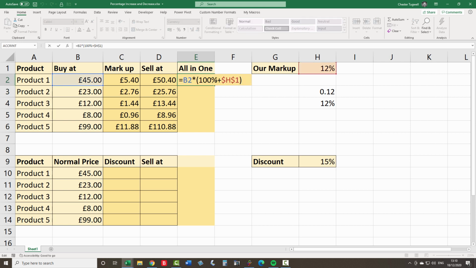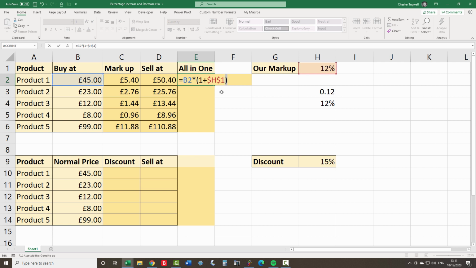But why type the extra three characters when you can just get away with 1? So 1 is like the decimal equivalent of 100%, 0.5 the decimal equivalent of 50%. 1 plus 12%, so 1 times B2 would be 45, but you're adding the extra 12%, and that's why that works. So why do I need the brackets?